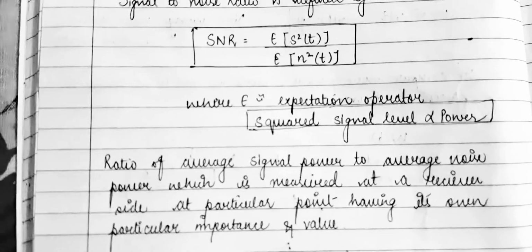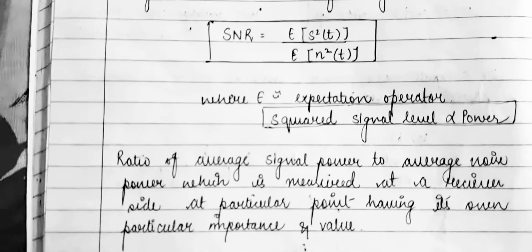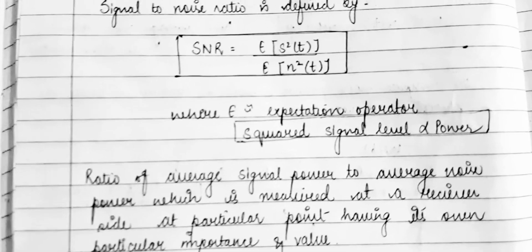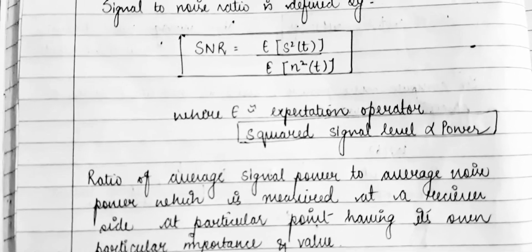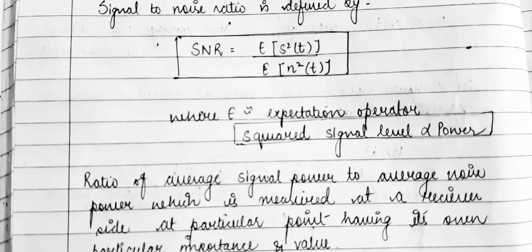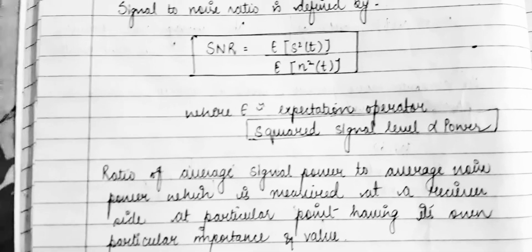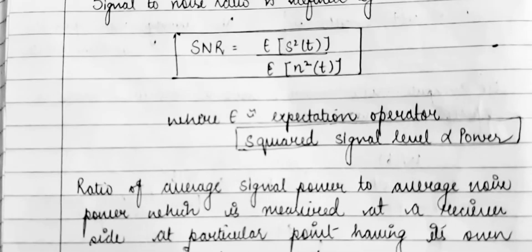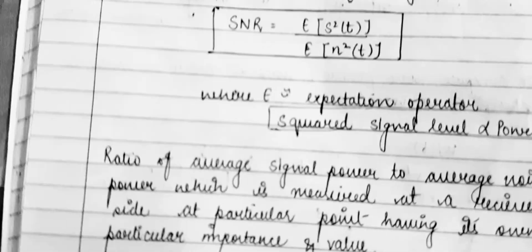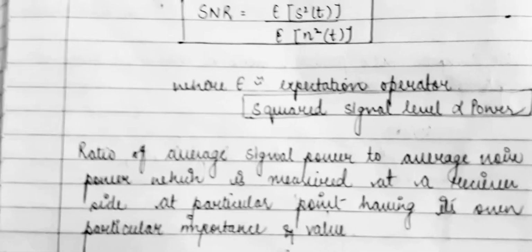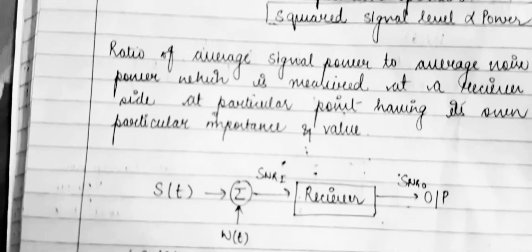Now the ratio of the average signal power to the average noise power, which is measured at the receiver side at a particular point, has its own particular importance as well as its value. After discussing the receiver model and the SNR at the input side and output side, we are ready to compare different analog communication systems.